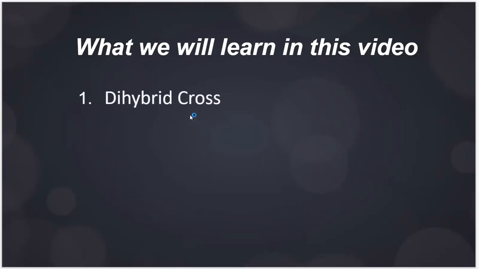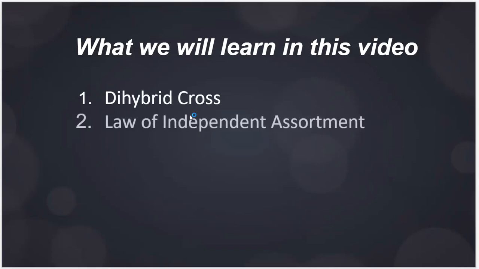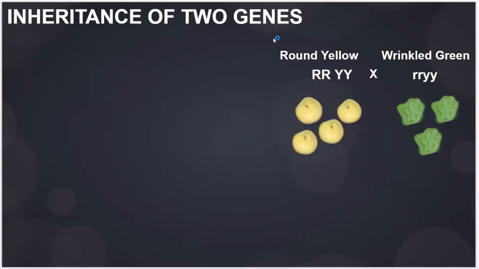In this video, we are going to see the dihybrid cross, the laws that were derived based on the observation of dihybrid cross, and also the law of dominance and the law of segregation. So we are going to see all the laws at the end, and a small topic of backcross and test cross we are going to see in this video. So let's begin the dihybrid cross.